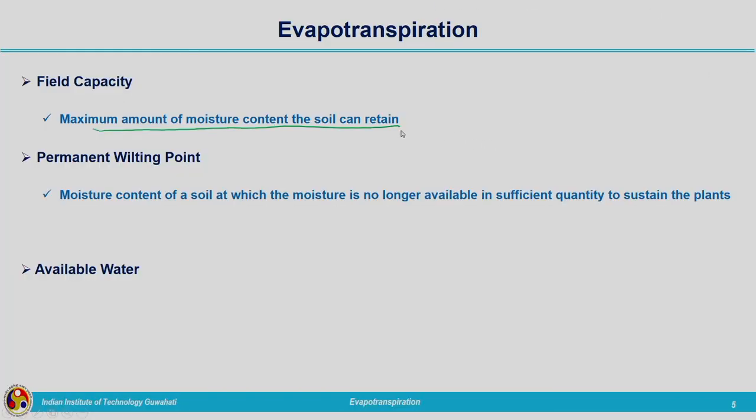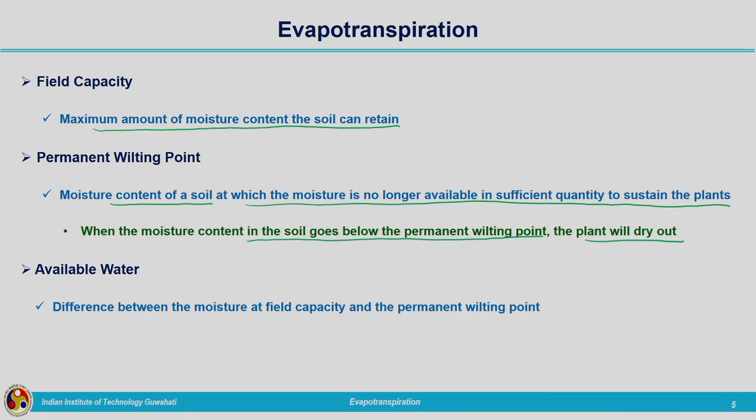It is the minimum amount of moisture content of a soil at which the moisture is no longer available in sufficient quantity to sustain the plants. A minimum amount of moisture content is there within the soil, below which these plants won't be able to extract water at that level of moisture content. That is termed as the permanent wilting point. If the moisture content is reduced beyond that value, the plants will die out because they won't have the capability to extract water from the soil.